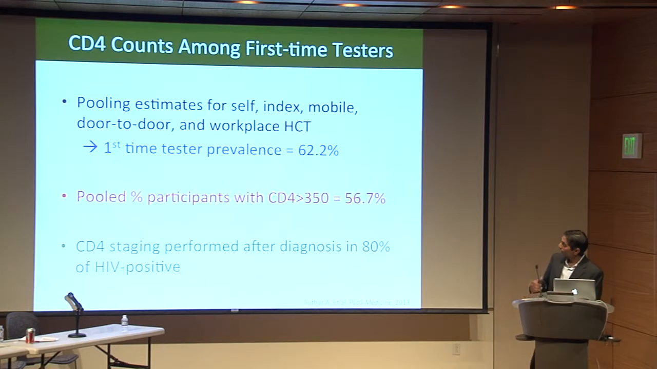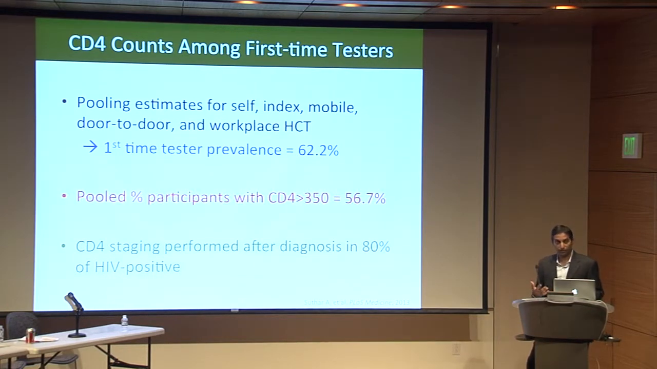So now, when we get to different outcome metrics, I mentioned that CD4 count distribution is important, and I just want to really highlight CD4 count distribution among first-time testers. So these are people we don't think are in care, they're not on therapy, and these are truly their first diagnoses. So what's the first-time tester prevalence? In this review by Sutar et al., it was 62%. According to this pooled estimate across all studies. That's pretty high and very encouraging.